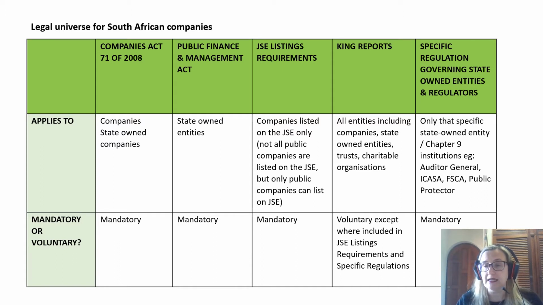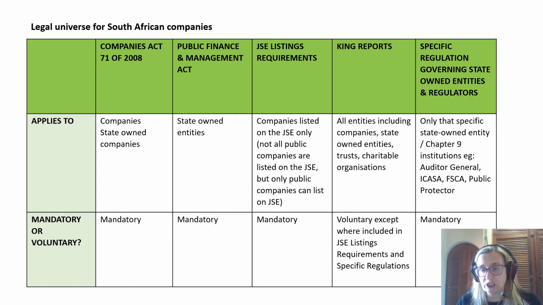And it applies to state-owned entities, so even right through to our SAA and Transnet and Eskom. We're all in this basket, and we'll talk a lot about King and what it entails. And then specific pieces of regulation that govern state-owned regulators and specific entities. There are Chapter 9 institutions such as the Auditor General, ICASA, the Financial Services Conduct Authority, the Public Protector.